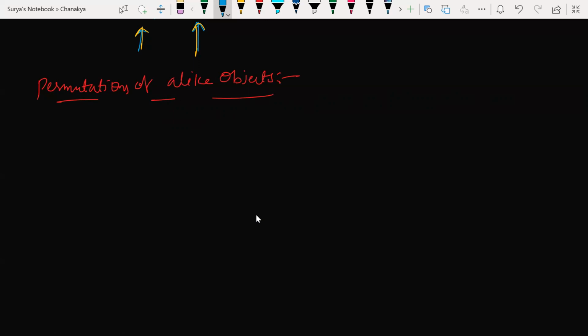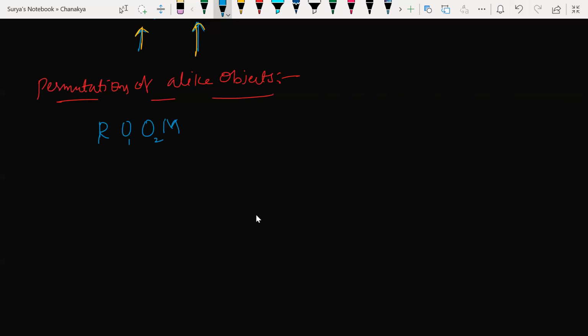Okay. Let's say that there is a word called room. These two O's are same or not? Both are alphabet O's only. So let's consider this as O1 and O2.